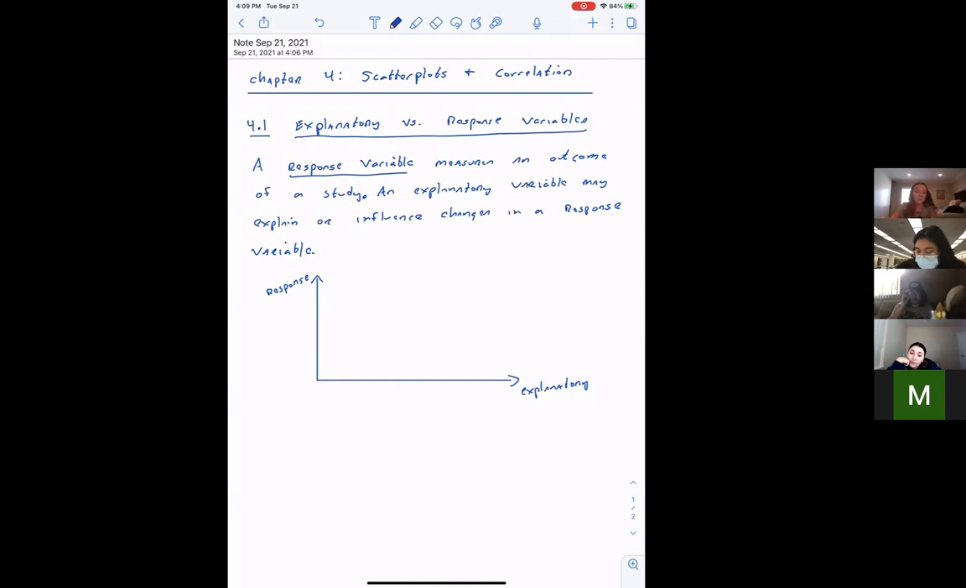And section 4.1 is very qualitative. There's no math in 4.1. It's just the idea of an explanatory variable versus response variable. But there are a couple examples here. One of them is this: how does drinking beer affect the level of alcohol in our blood?